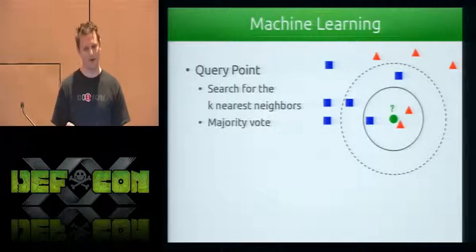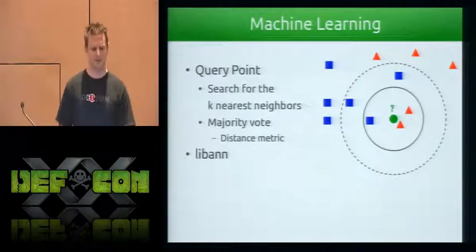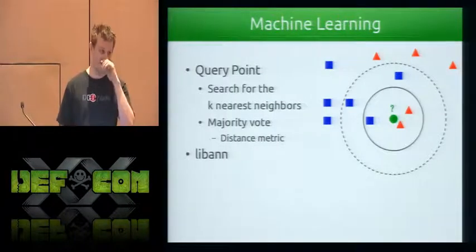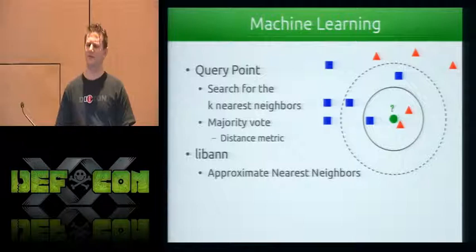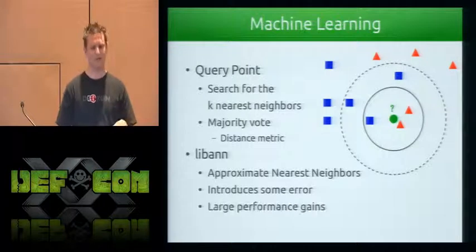So you want to tune your classification according to your data set. We also use a distance metric, like I said. We use libANN to do that, which is the approximate nearest neighbors library. It's approximate nearest neighbors because you introduce a tiny bit of error in the search space, but you get huge performance gains.